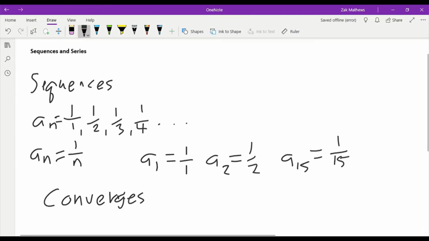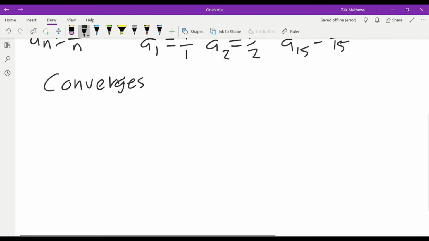Well, one of the easiest ways to do it is by looking at the limit. See, what happens if I allow this n to continue to grow more and more and more? So let's take the limit as n goes to infinity of 1 over n. Clearly, as the denominator grows, this fraction as a whole goes to 0.